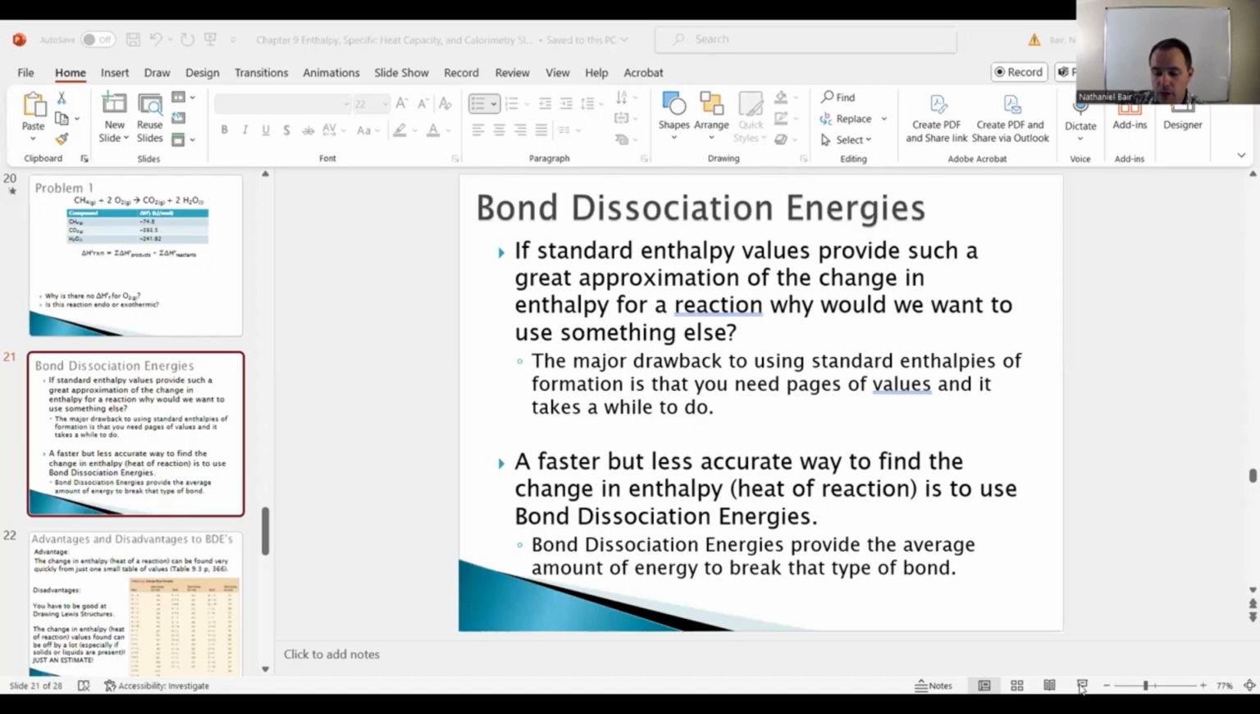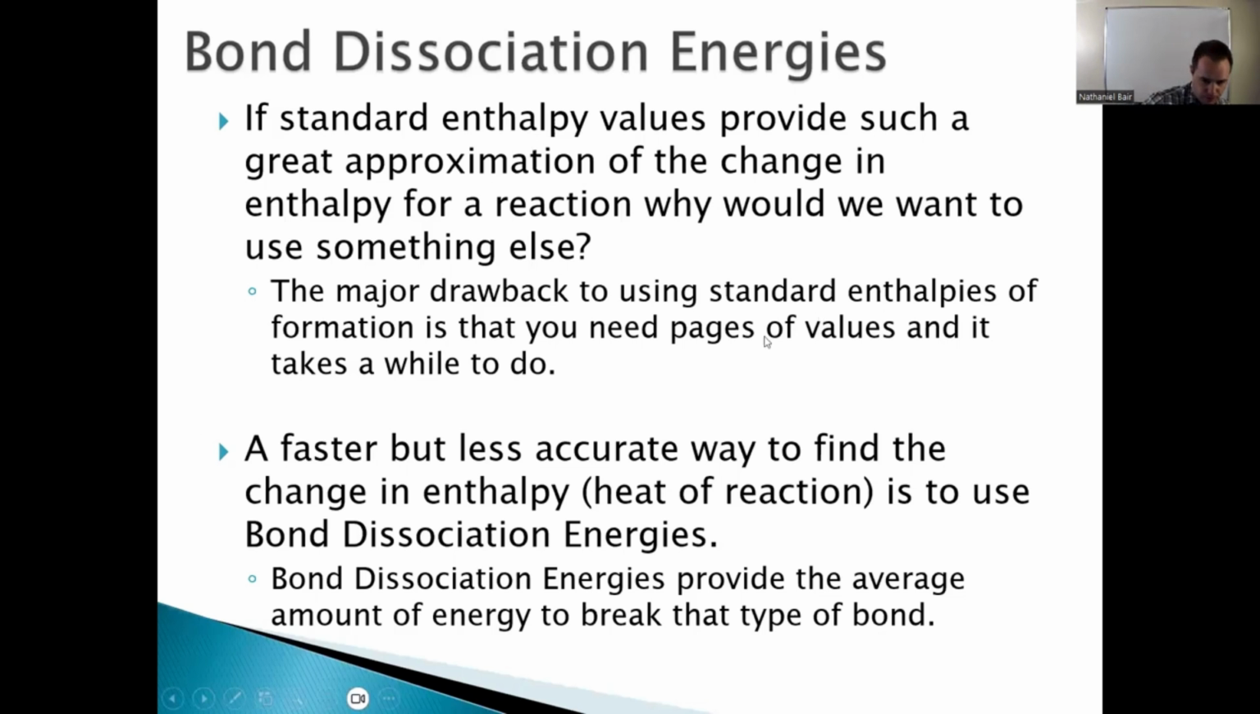Let's talk about the third way to get the change in enthalpy for a reaction without actually doing it, and it is to use standard average bond dissociation energy values. What bond dissociation energy values do is they allow you to draw Lewis structures for the substances and determine what bonds you are breaking and what bonds you are making.